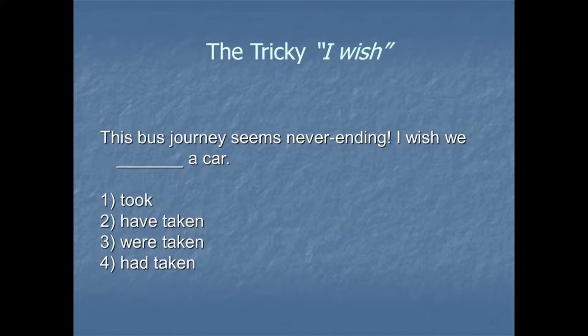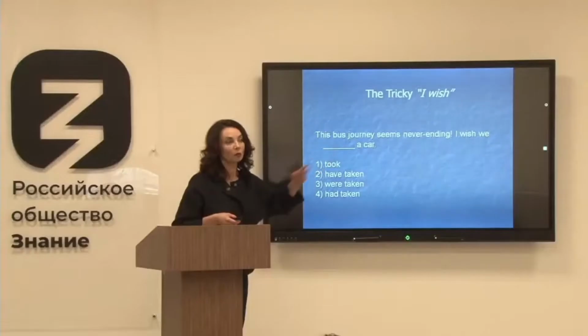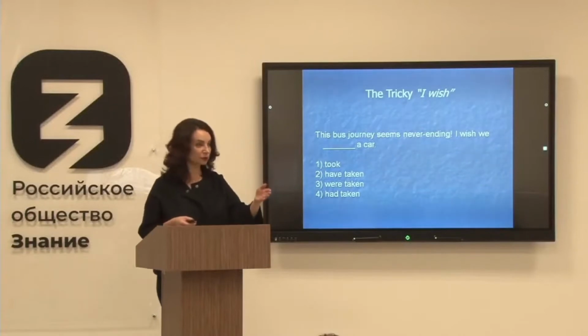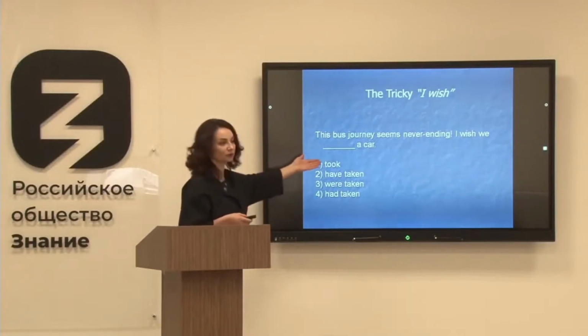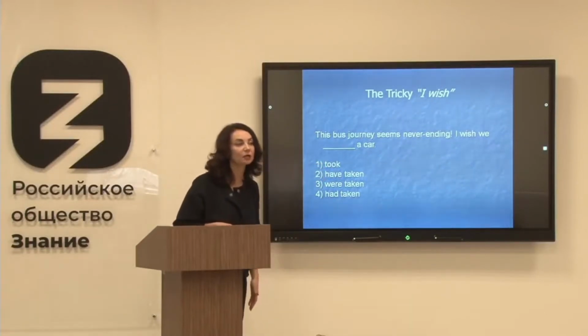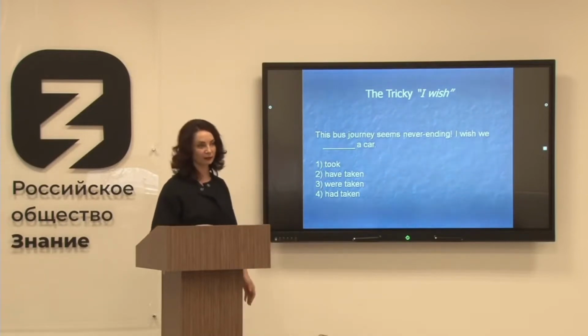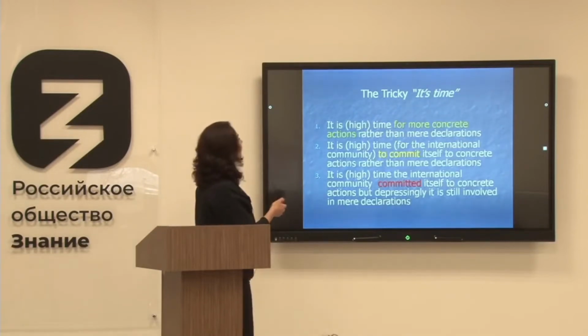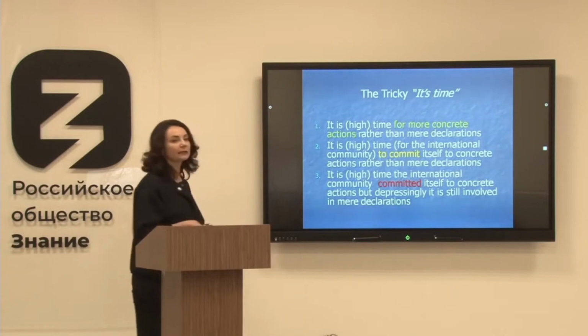I think the answer is 4, had taken, because we have a construction I wish, and a priority. So just after the construction I wish, we can use either subjunctive 2 or subjunctive 3, but we've got here priority. That's why subjunctive 2 past is the only correct variant. Okay, thank you.